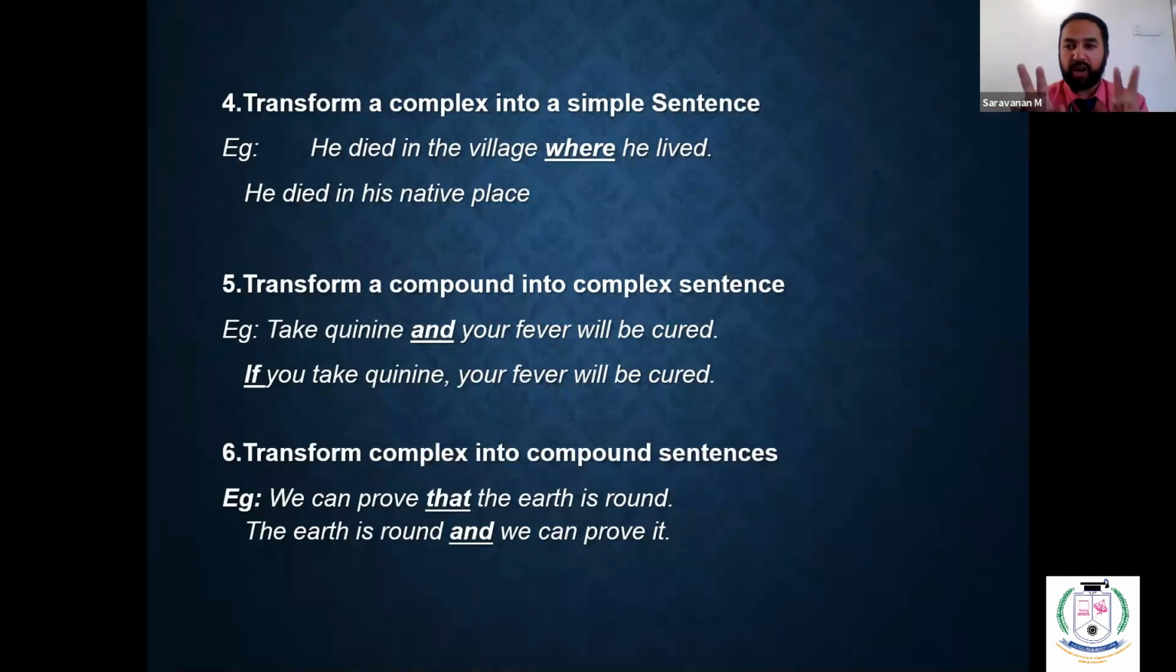So these are two different main clauses. We are joining them together by the coordinating conjunction and. Previously, I already told you that the coordinating conjunction coordinates between two sentences. So these are two sentences which are joined together using the coordinating conjunction and. That is, the sentence becomes like this: the earth is round and we can prove it.